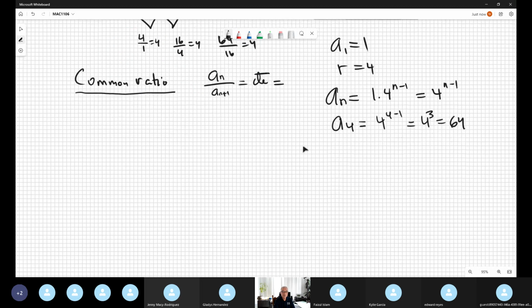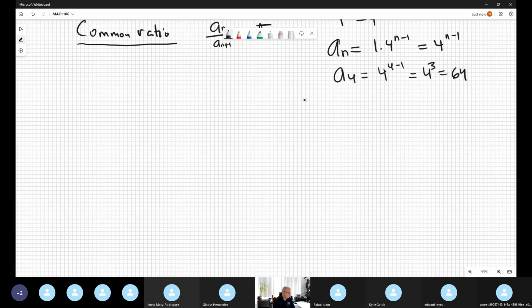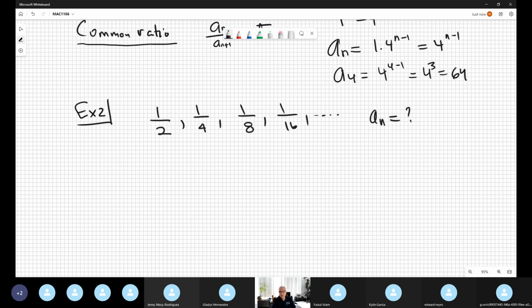Geometric sequence. Example 2. Suppose this: 1/2, comma, 1 over 4, comma, 1 over 8, comma, 1 over 16, comma, bam. In this, I want to investigate if the sequence is geometric or not, and determine the a sub n explicit formula to find any term in any position.